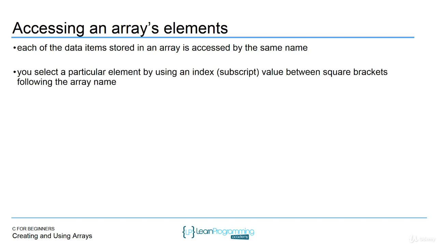However, if you want a specific value in that array, you're now going to have to use something called an index or a subscript. Both of these terms are used interchangeably. This index or subscript value is going to be a number, and it's going to be inside the brackets as well, following the array name, to access an element in the array or write a value to that spot in the array.